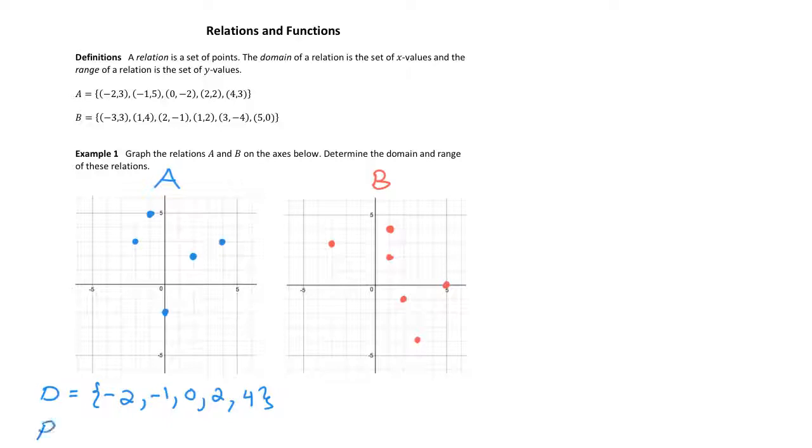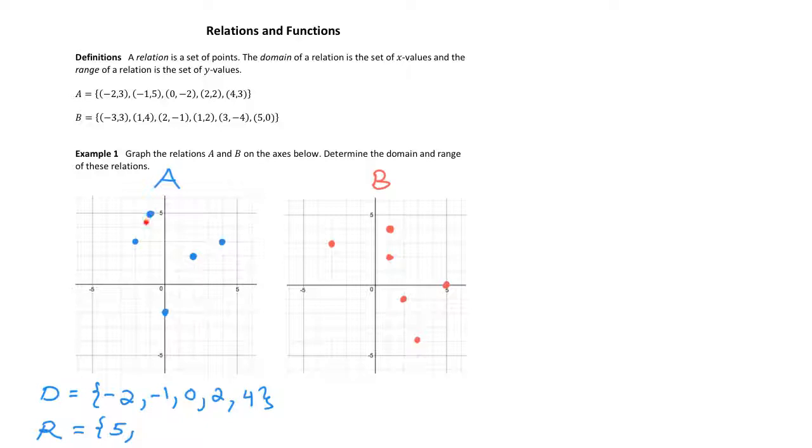Let's do the same thing, but now for the range. The range is the set of all y values. So we're going to take all of these points and figure out what the corresponding y values for them are. You can start with any point that you'd like. I'll choose this one here. The y value for this point is 5, so that means 5 is in the range.